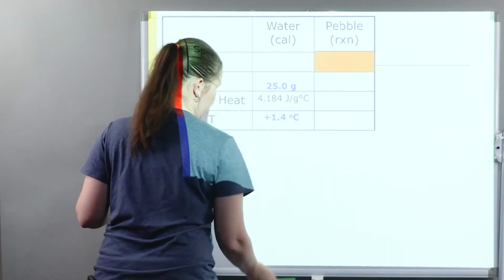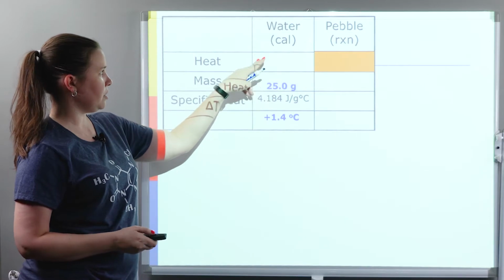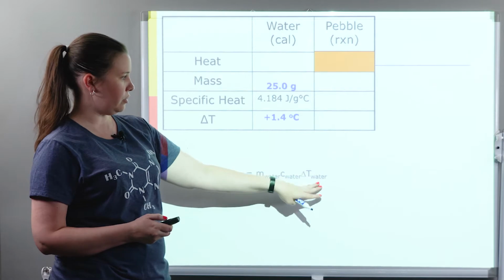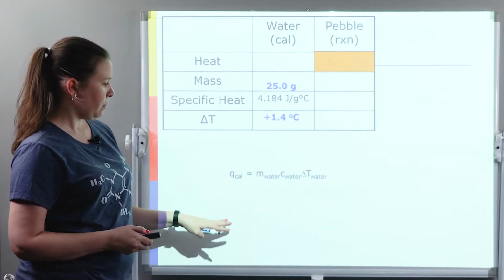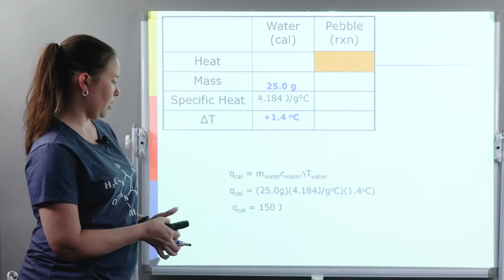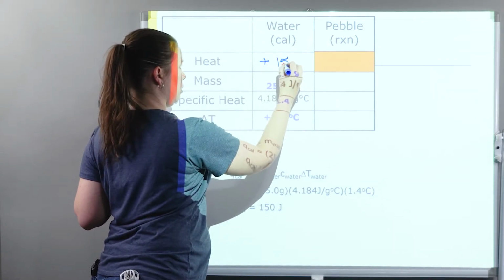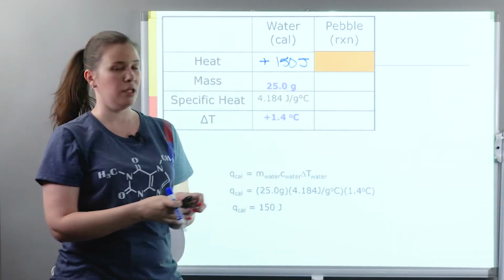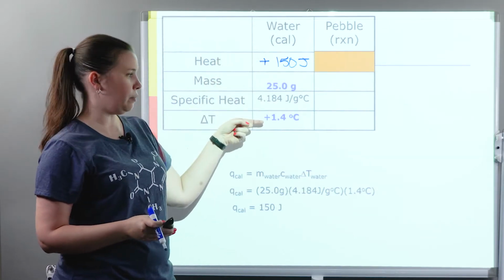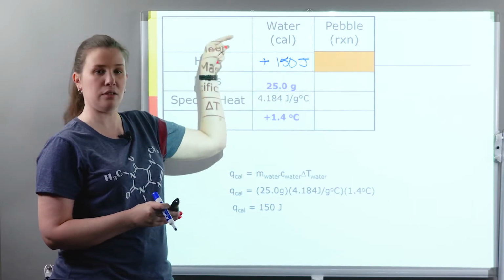So we found our mass, our specific heat, and our delta T. So I can multiply these together to get the Q for the calorimeter by multiplying the mass of the water, specific heat of the water, and the delta T of the water. So we've got 25 times the 4 times the 1.4, and we get Q for the calorimeter of a positive 150 joules. Again, the delta T usually dictates, or always dictates, the sign of the Q. So because I had a positive delta T, the water was absorbing energy, I have a positive Q.